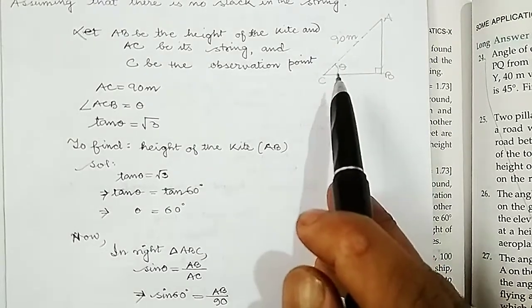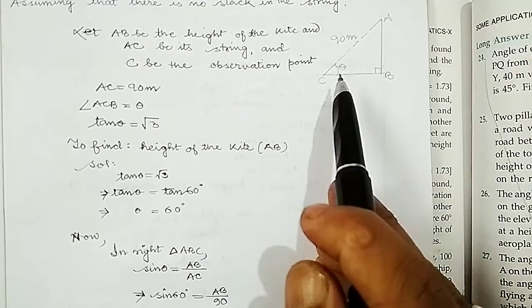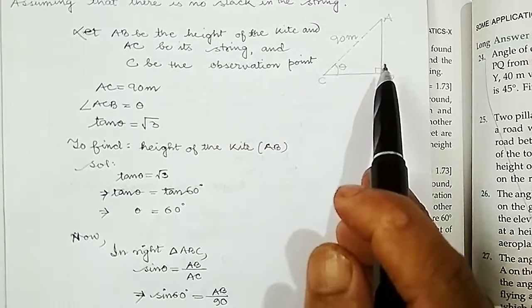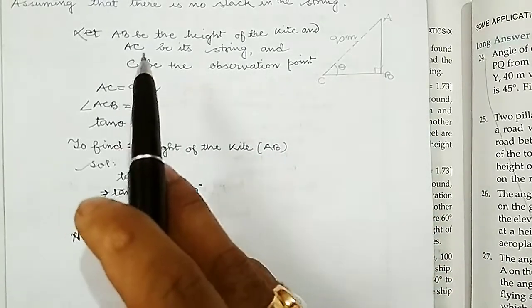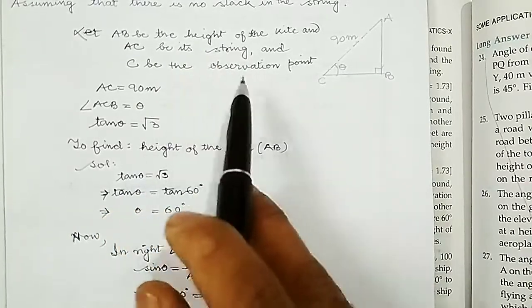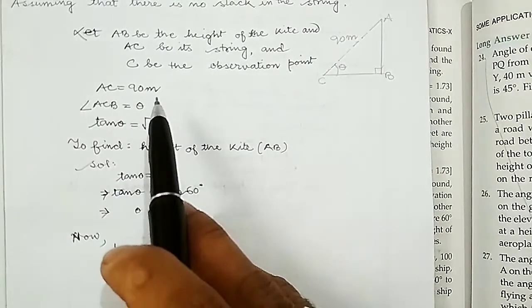This angle is not given, rather it is given tan theta is root 3. What we have to find? We have to find the height of the kite, that is AB we have to calculate. So just like the previous sum, we have to write here, let AB be the height of the kite and AC be its string and C be the observation point. Fine. Here AC is 90, so we have written AC equals 90 meter.